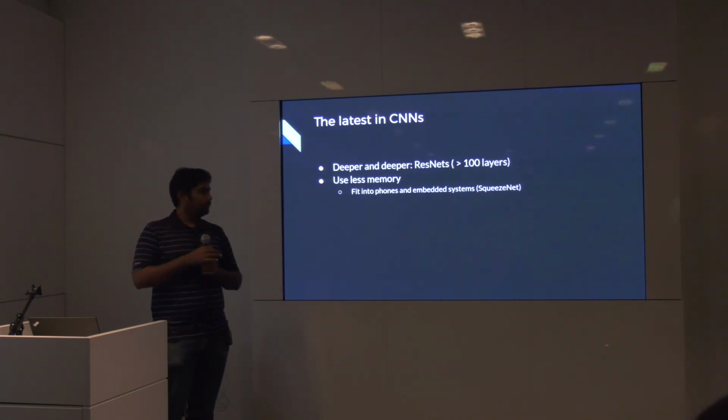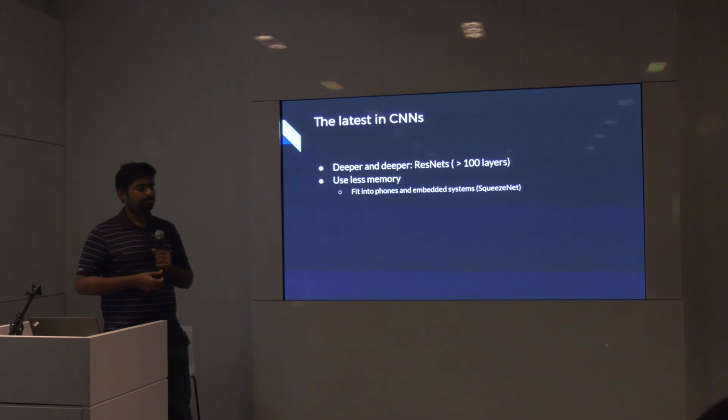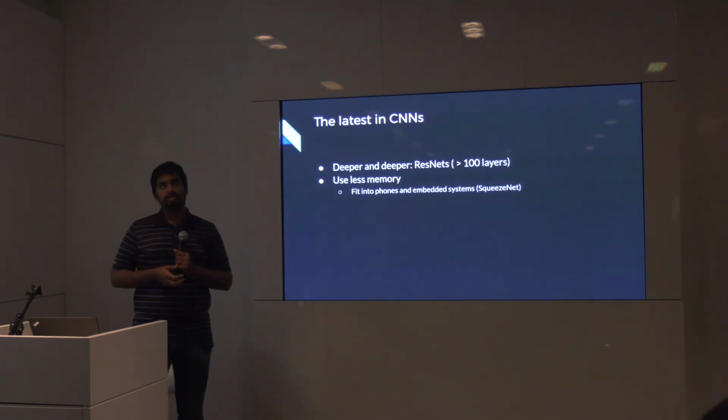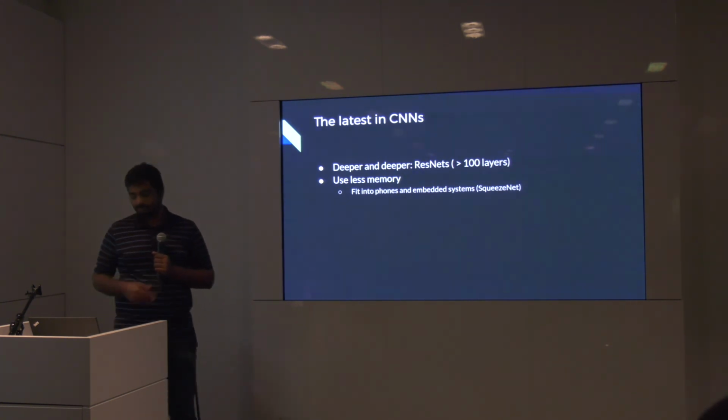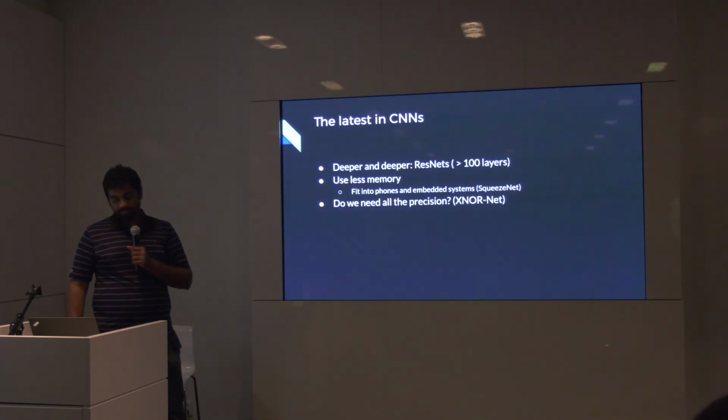memory. One cool example is called SqueezeNet, and they give really good performance, and the size of their model is less than a megabyte, to be precise, like 512 KB. And their performance is as good as AlexNet, which was the 2012 winner of the ImageNet Challenge.